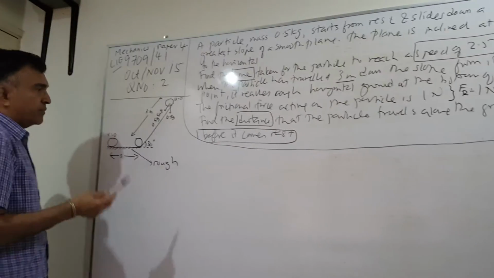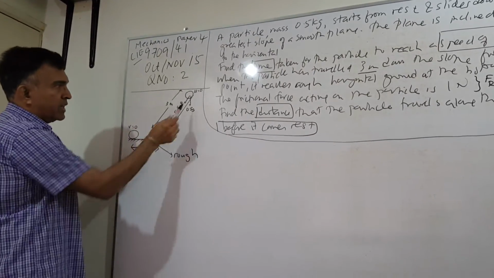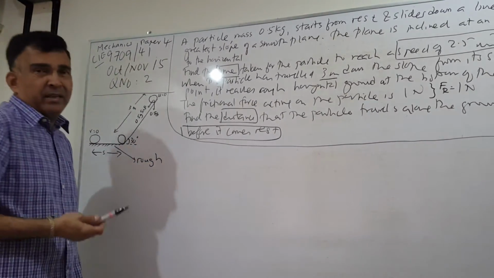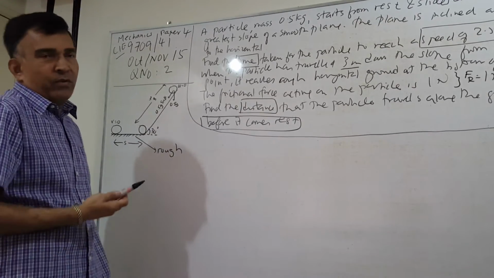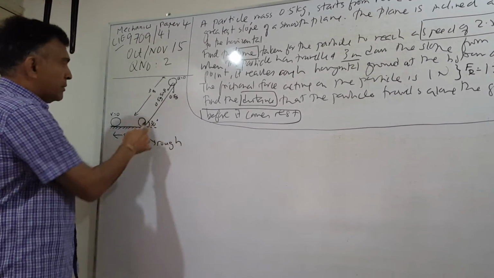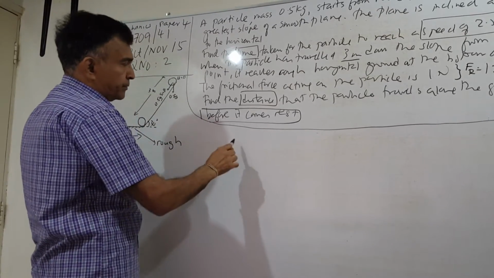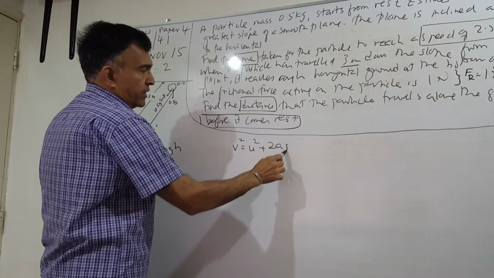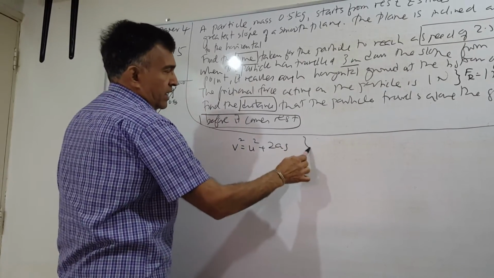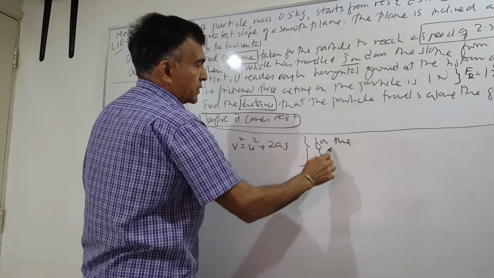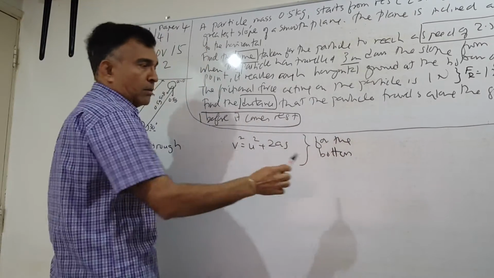First off, at the bottom of the slope, I want to work out the speed. If you like, you can use the word velocity, it doesn't matter. Now at the bottom of the slope, let's use v squared equals u squared plus 2as. This is for the bottom of the slope, as it reaches the bottom of the slope.